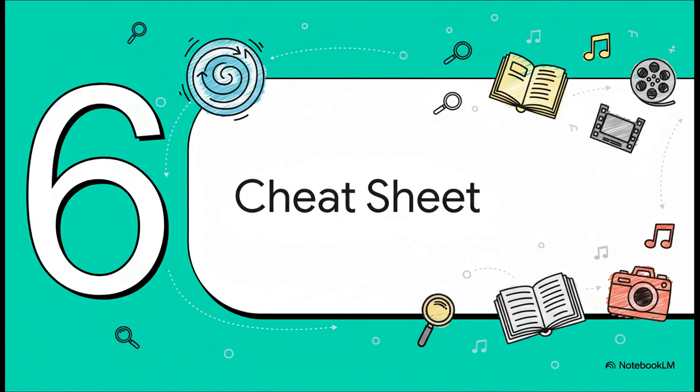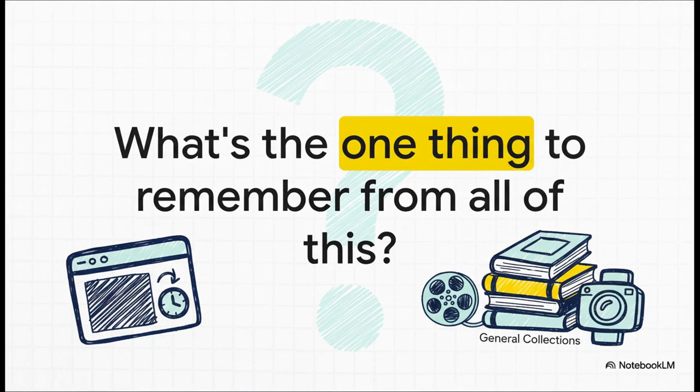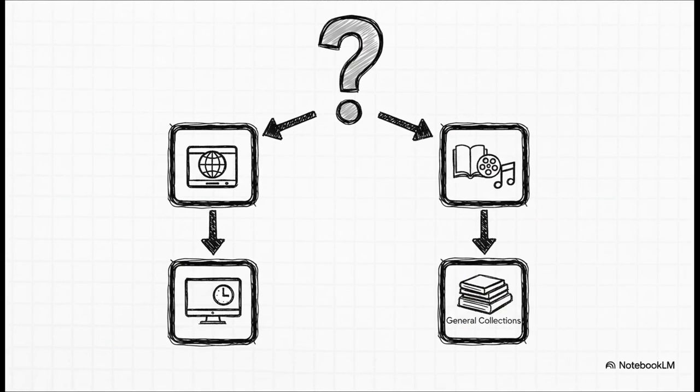But if you forget everything else, please just remember this one simple cheat sheet. It all boils down to asking yourself two very simple questions. This is it. This is the mental checklist that will change everything. Before you even touch the keyboard, just stop for 1 second and ask yourself two things. Question 1. Am I trying to find what a website looked like in the past? If the answer is yes, you go to the Wayback Machine and you use a URL. Question 2. Am I looking for an actual thing like a book, a movie, a song? If yes, you use the general collection search and you use keywords. That's it. That is the whole secret.